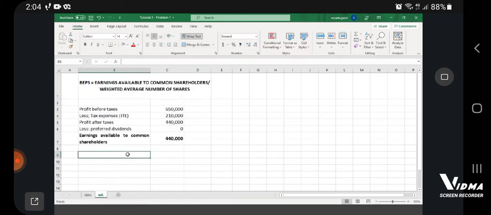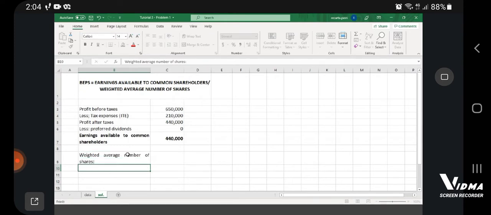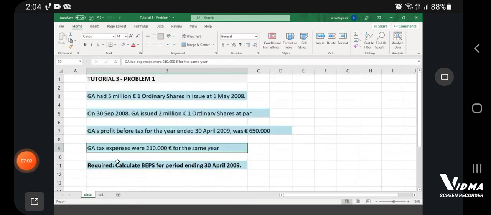The second item that I need is the weighted average number of shares. And if you remember, we can use two ways to calculate the weighted average number of shares. Now, remember that we start with 5 million, and after 5 months, we issue 2 million other shares.